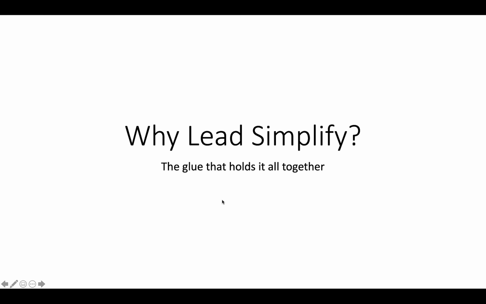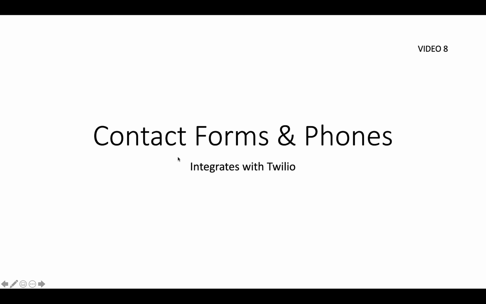So today we're going through why Lead Simplify, and the glue that holds it all together. See, I just said that a minute ago. Love it. The glue that holds it all together. Right, so what Lead Simplify provides for the rank and rent business model and the hybrid lead generation business model is contact forms and phone numbers that integrate with Twilio. Okay, now the integration is set up so that you can automatically sell leads that come in via form or phone calls on complete autopilot.